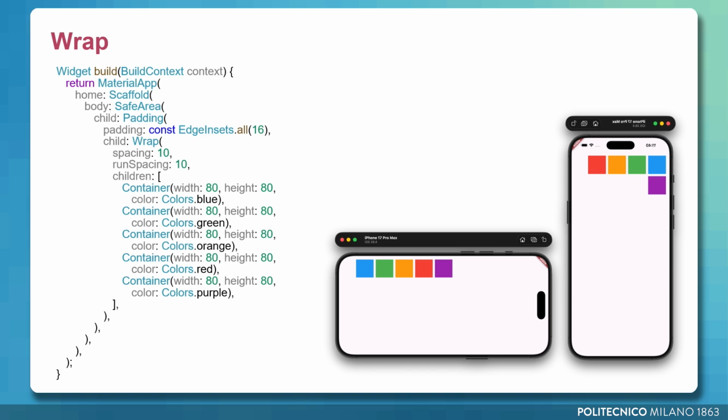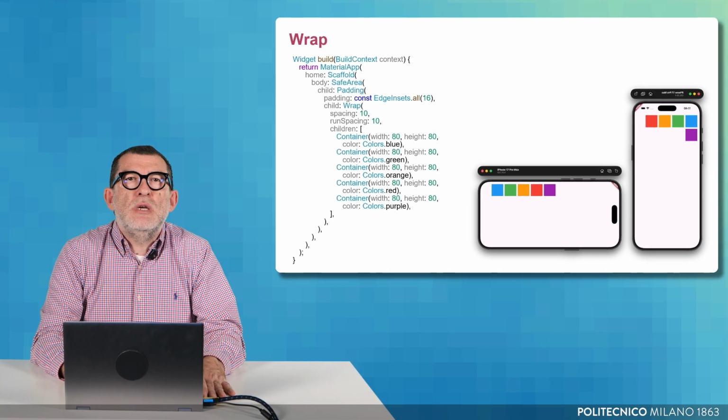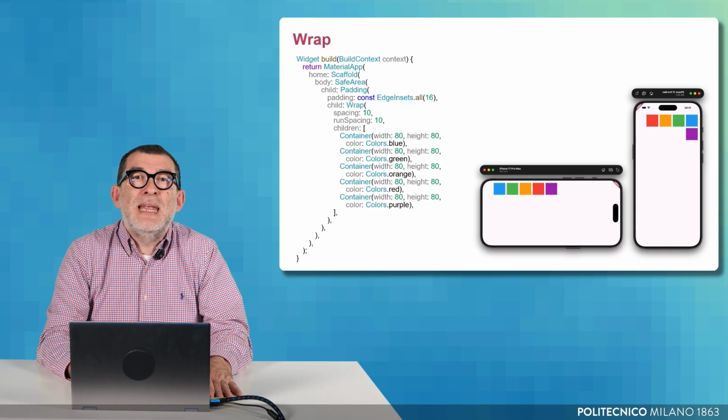terrible. With wrap, however, as you can see in portrait and landscape mode, the horizontal space changes. So in portrait mode, the 5th container moves to a second line, while in landscape mode, all 5 containers can be displayed on the same line. We can of course specify how we want to align or center them.